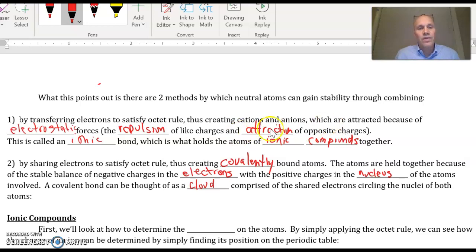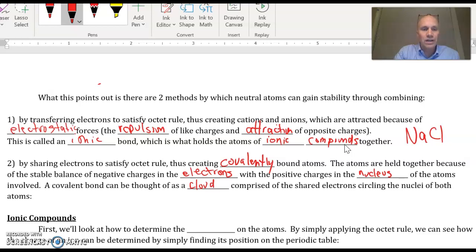So that attraction is going to cause what are called ionic bonds, and this is the type of bond that holds ionic compounds together. By far the most famous example of an ionic compound is sodium chloride, NaCl, common table salt. The other example was one where they shared electrons to make covalently bound atoms.